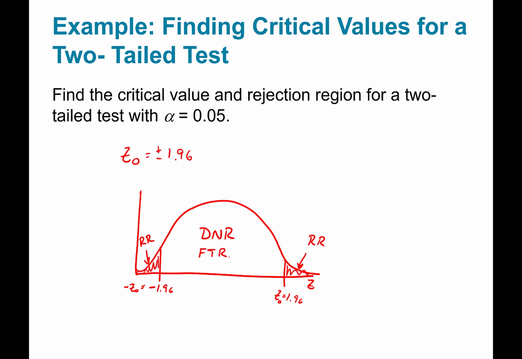And so then all we do if we're going to conclude the test is look at where your test statistic lies in relationship to the sketch. So you just add your test statistic to it. If your test statistic lies in one of the two rejection regions in this case, then you would reject the null hypothesis. If your test statistic lies in the do not reject region, or the fail to reject region, then you would fail to reject the null hypothesis.